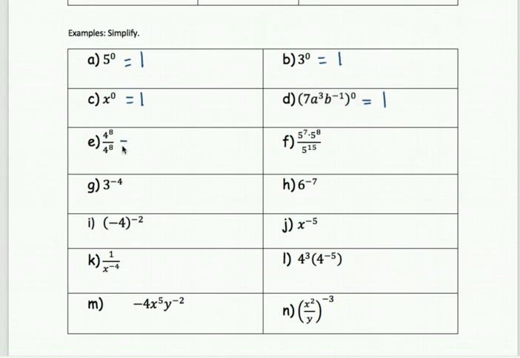Here's a division type question. So 8 subtract 8. We could think of it as, well, these are the exact same thing, so I would just cancel them out, and my answer is 1. So that's what you would do in the past. But now, if you clean it up with exponent laws, you get to 4 to the 0, which becomes 1.